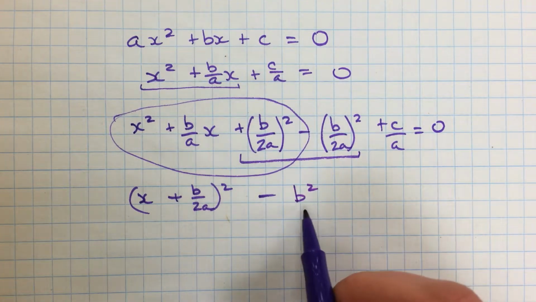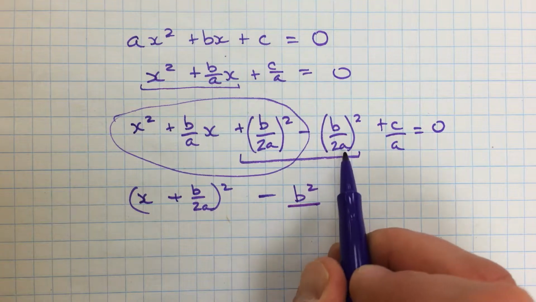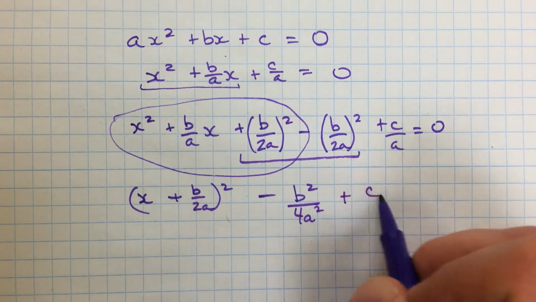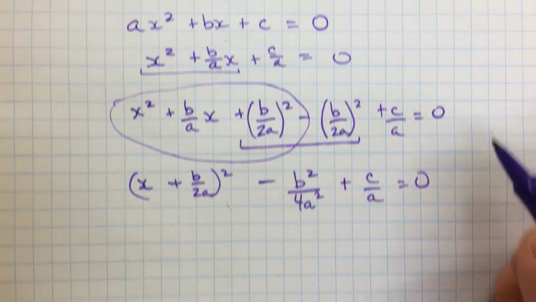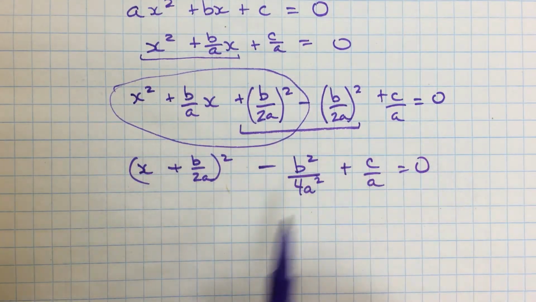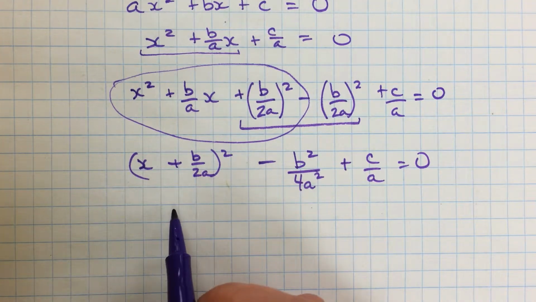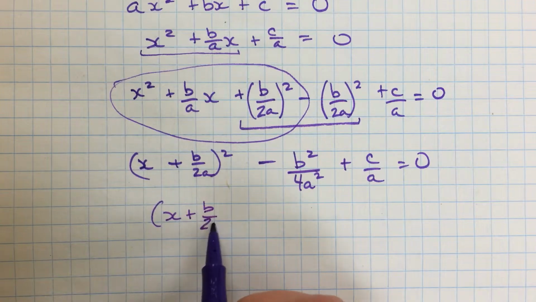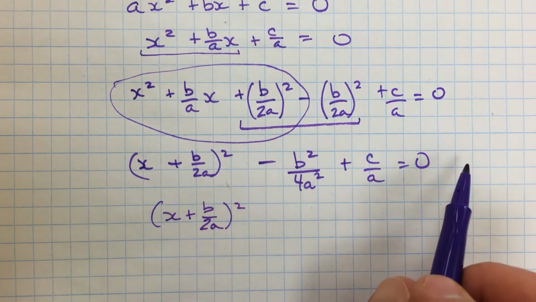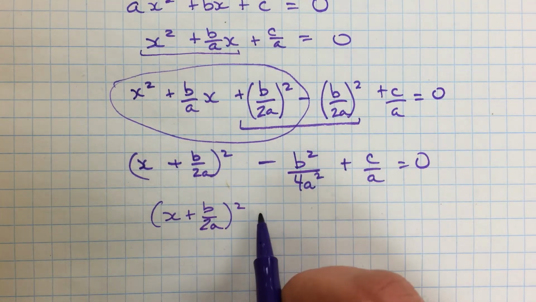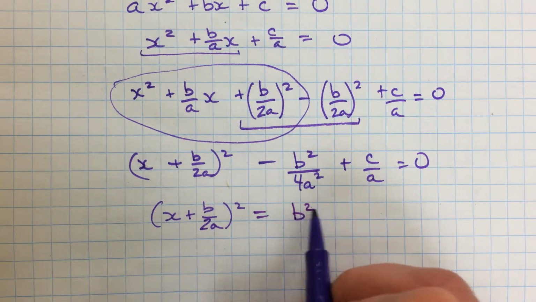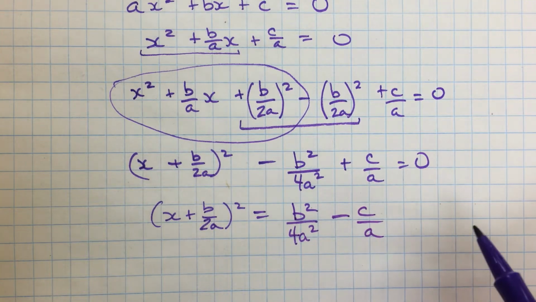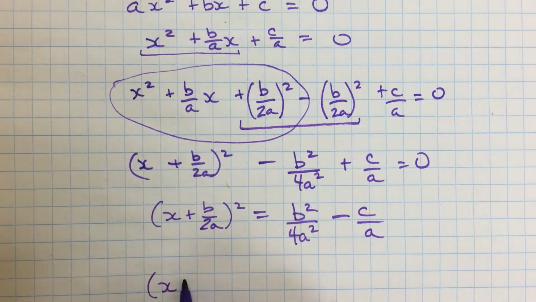We'll go from there. B squared over 2a squared is b squared over 4a squared, plus c over a equals 0. Okay, I'm just going to leave this alone, but I'm going to move stuff over to the other side so that I can work with that. So on this side I've got x plus b over 2a, that's squared. As I move this stuff, or subtract it from both sides, I end up with b squared over 4a squared minus c over a. Okay, still leaving this side alone.